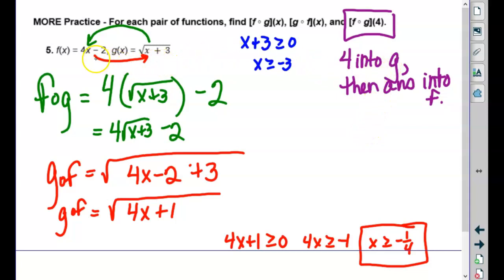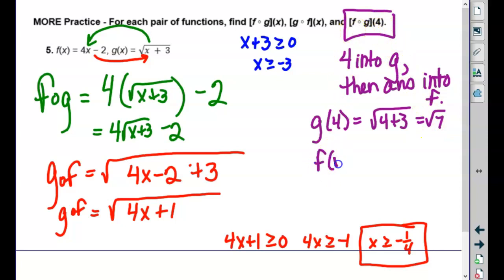All right, guys, we're gonna put 4 into G first, so we would get a lovely what? Yeah, square root of 4 plus 3, which is square root of 7. And then we're supposed to put that into F. So F of square root of 7 would become 4 square roots of 7 minus 2. The good news is nothing simplifies, so you can tell what you did.